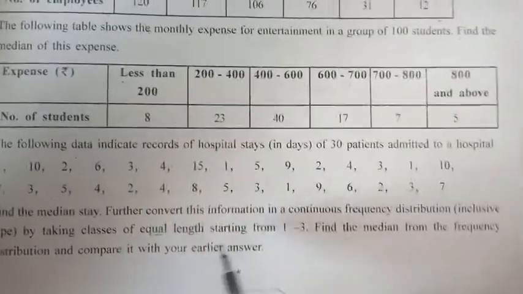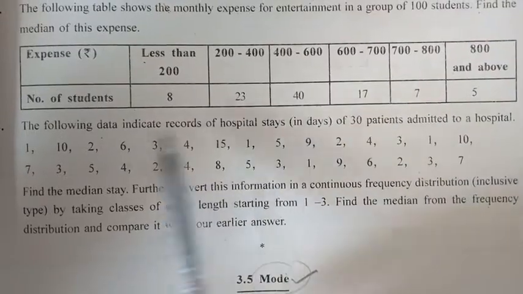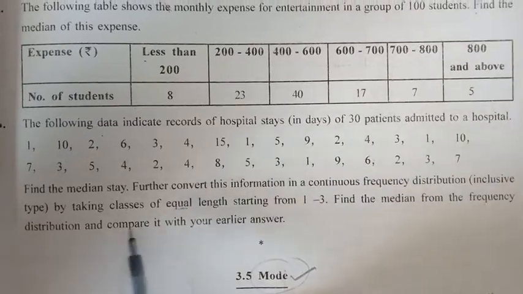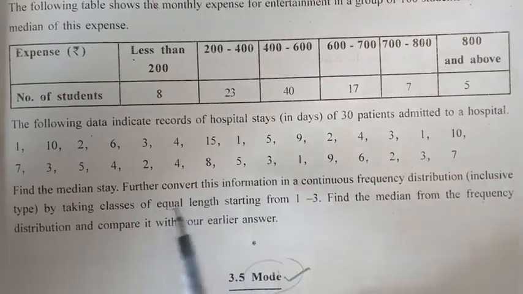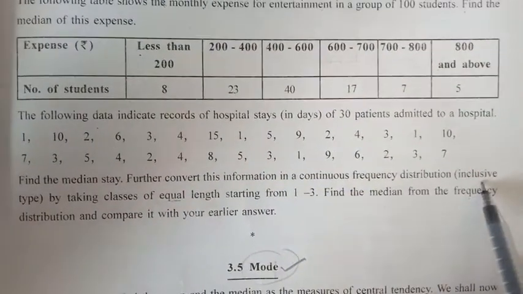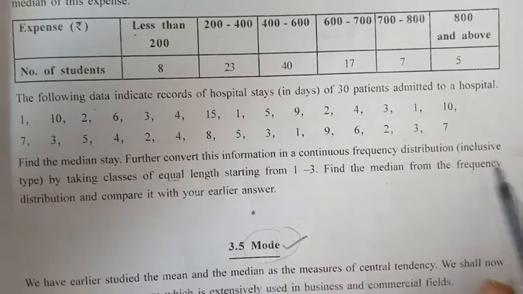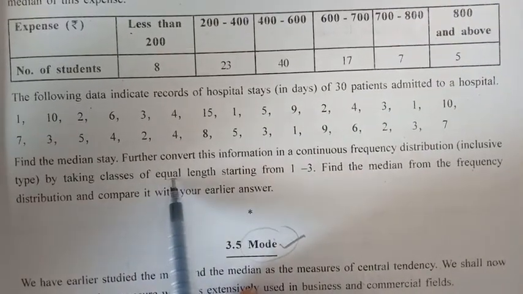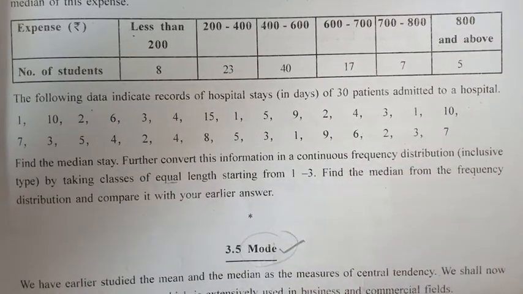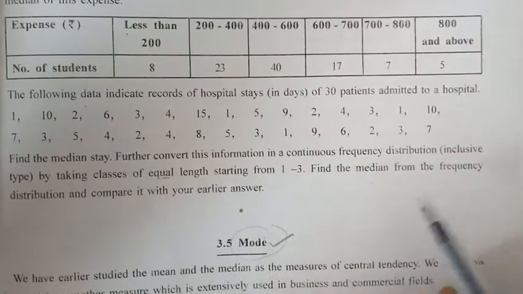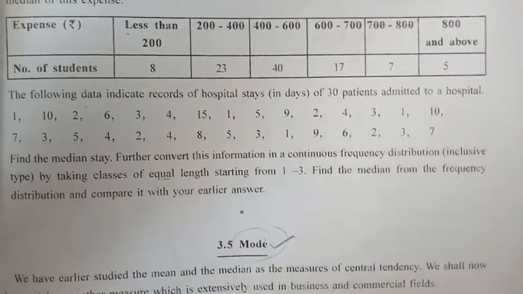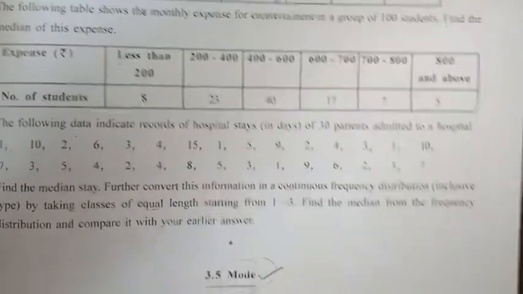Now this is something different. What they have told us is that first of all this is ungrouped data and n is 30. So for this ungrouped data we have to find the median. After that we have to convert this information into a continuous frequency distribution, and that also of inclusive type, right? We have to take classes of equal length, and the first class we should take as 1 to 3. And we have to find the median again from this distribution, and then compare our answers. So first of all let us solve for the ungrouped data.